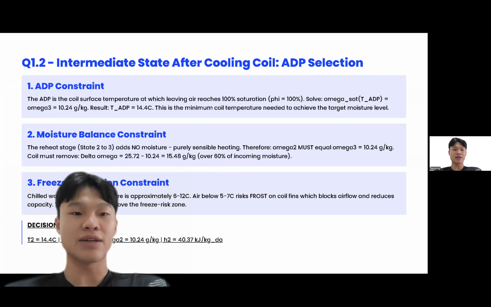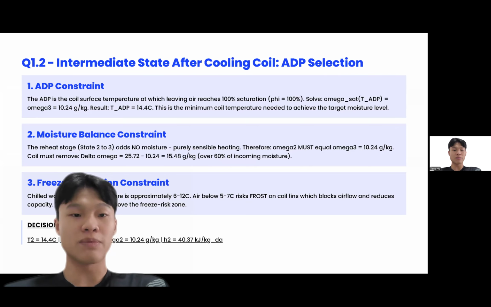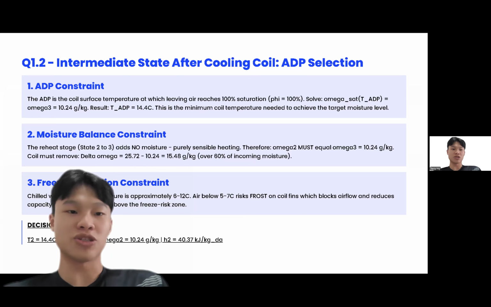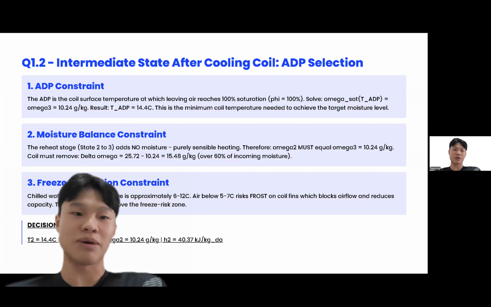I need the leaving air to have the same specific humidity as my supply target, 10.24 grams per kilogram. Solving omega saturation equals 10.24 gives T_ADP of 14.4 degrees Celsius. That's the minimum coil temperature needed. Constraint 2, the moisture balance. The reheat stage adds absolutely no moisture. It is purely sensible heating, so omega at state 2 must equal omega at state 3, 10.24 grams per kilogram.